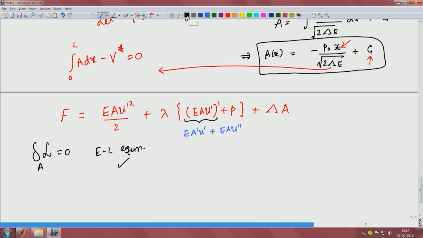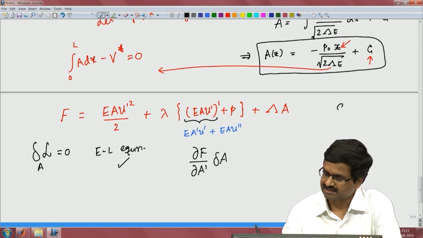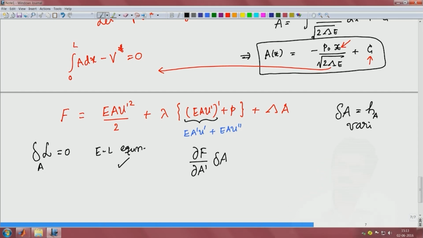In such a case, if you recall, our boundary condition was dou f by dou A prime into we had that h, okay, that variation, which I am just denoting with delta A now. This delta A is h, or the variation. Once we had put h a subscript, now I am just denoting that with delta A. So, this is delta A, which is h a, which is the variation of A, that is area profile, perturbing it a little bit, that at either end should be equal to 0.